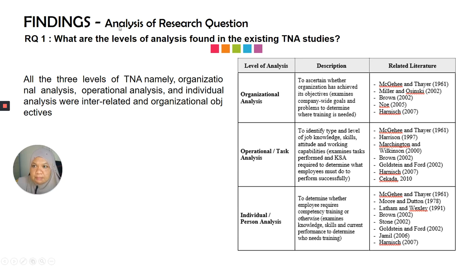This is my finding. For research question number 1, what are the levels of analysis found in existing TNA studies? In TNA, or training needs analysis studies, there are three levels of analysis. The first level is organizational analysis. The second level is operation or task analysis, and the last one is individual or person analysis.